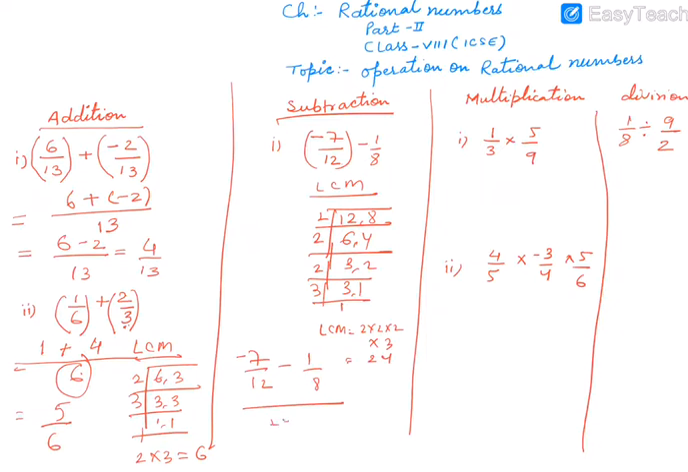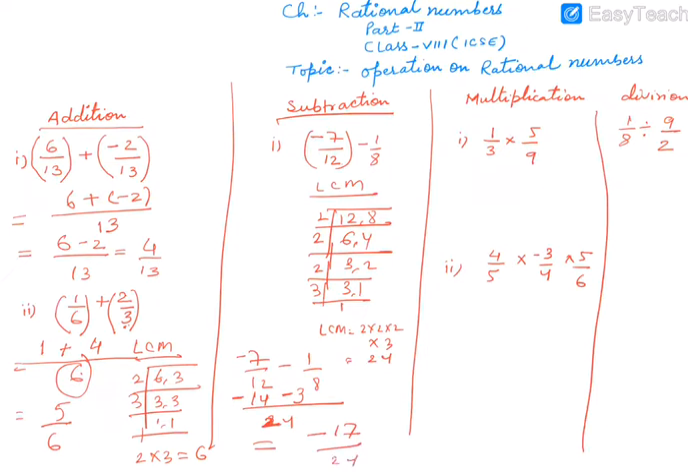So we can write 24. Again this LCM is divided by this denominator. 24 divided by 12 is 2 times, 2 sevens are 14, and we'll use this operator minus, and again we'll use this sign. 24 divided by 8 is 3 times, 3 into this numerator 1 is 3. Now you can see we can use the concept of integers. Two negatives we will add, and the sign will remain negative. Minus 14 minus 3 gives us minus 17 upon 24.